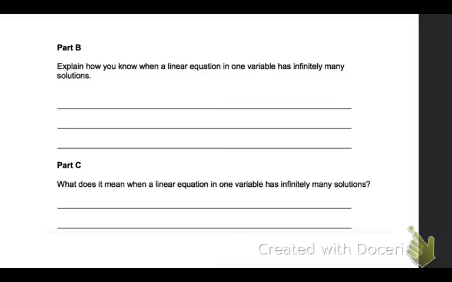So what does that mean? And what does it mean when the linear equation in one variable has infinitely many solutions? So one, it says explain how you know when one does, and then what does it mean when one does?